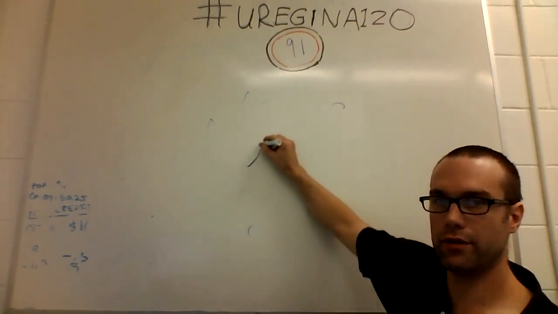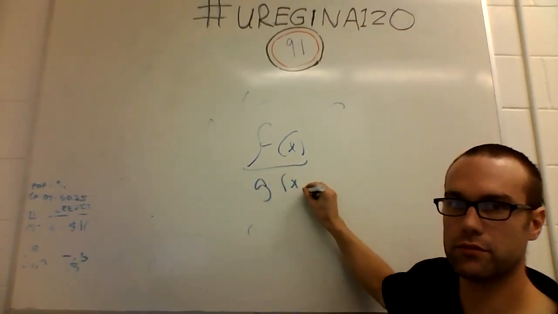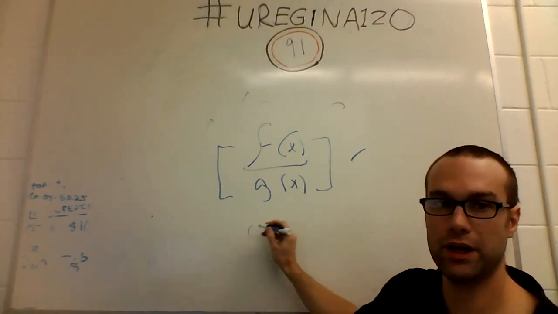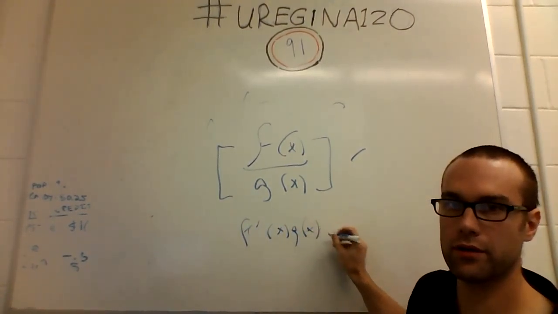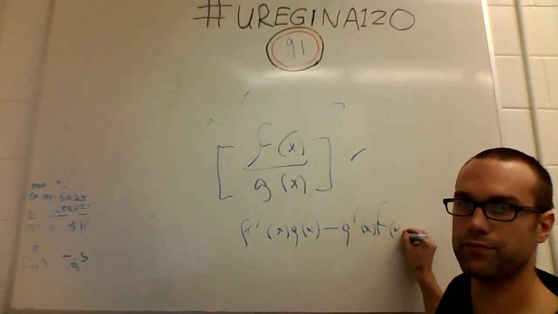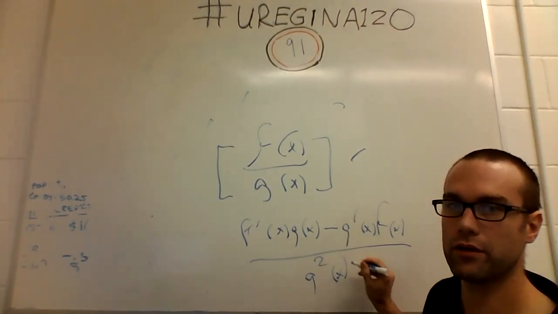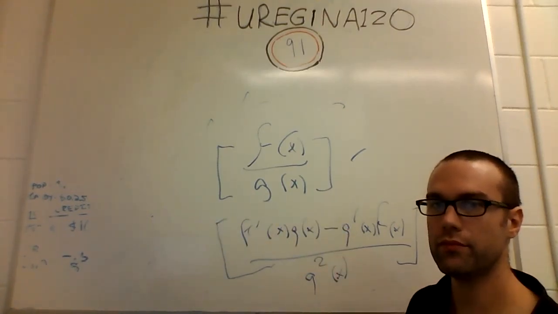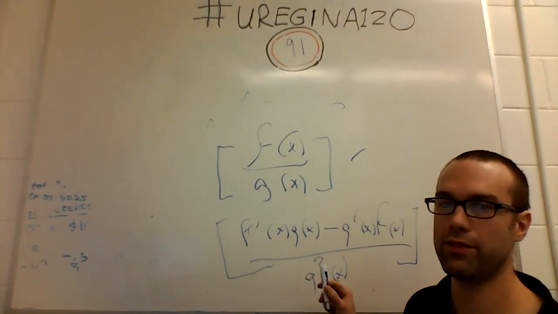So what about division? (f divided by g)' is going to be f' g minus g' f, all over g(x) squared. So this is a little bit complicated to remember. You may want to write this down.